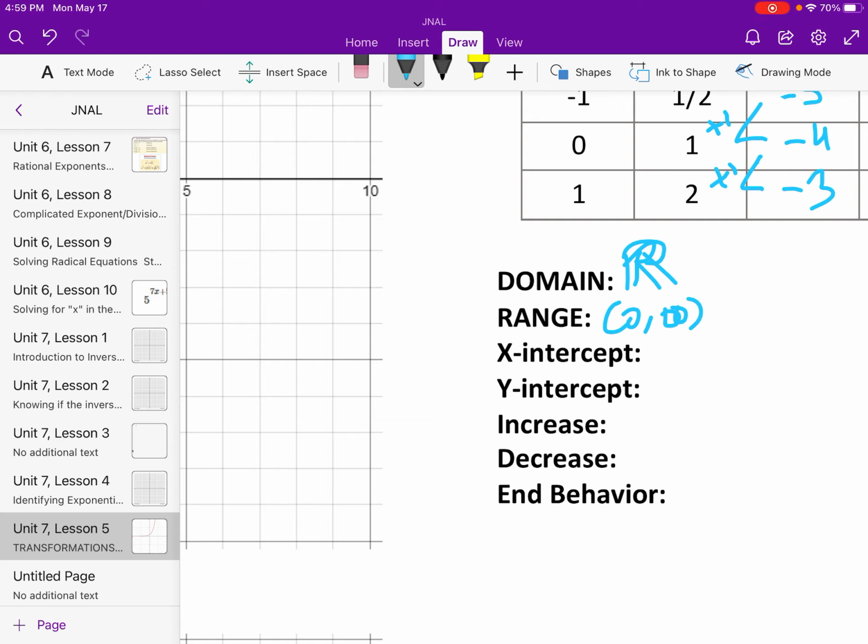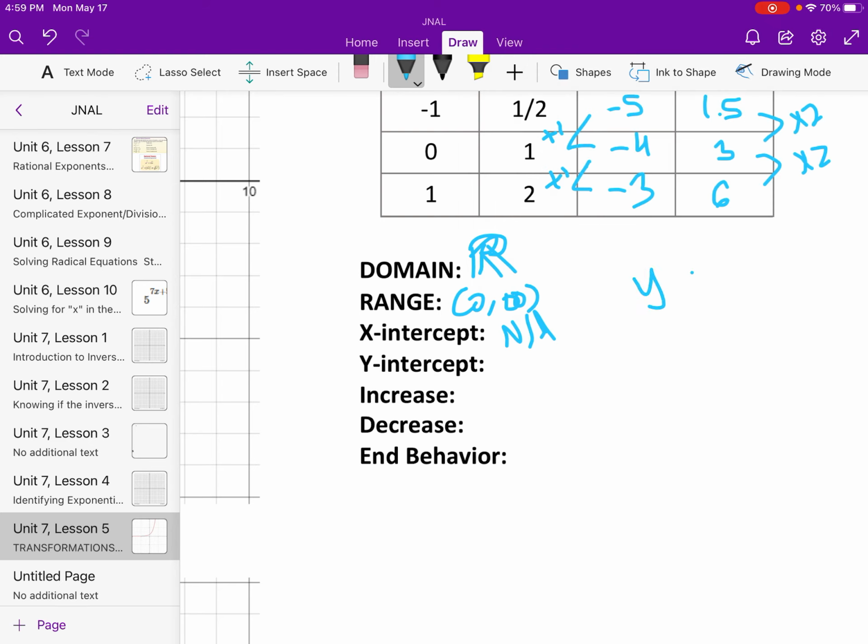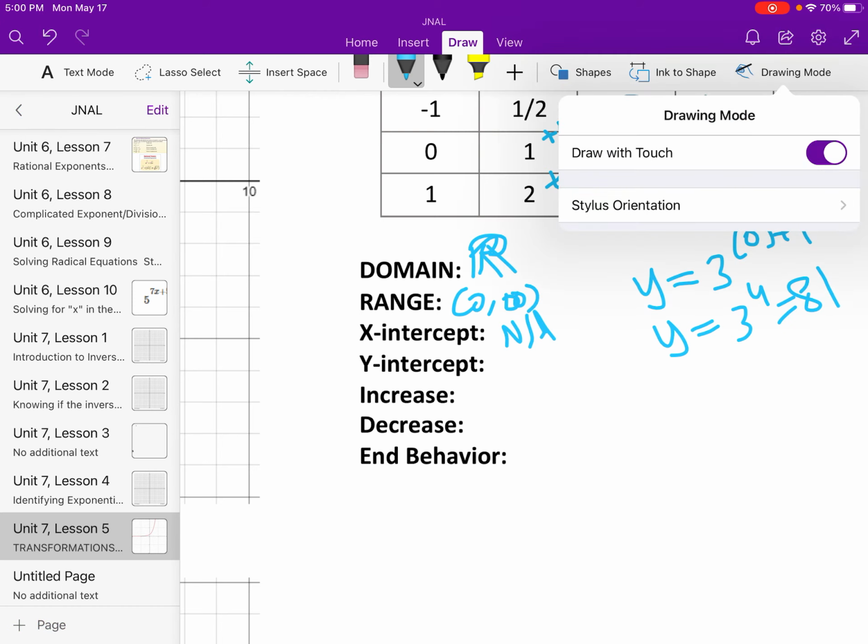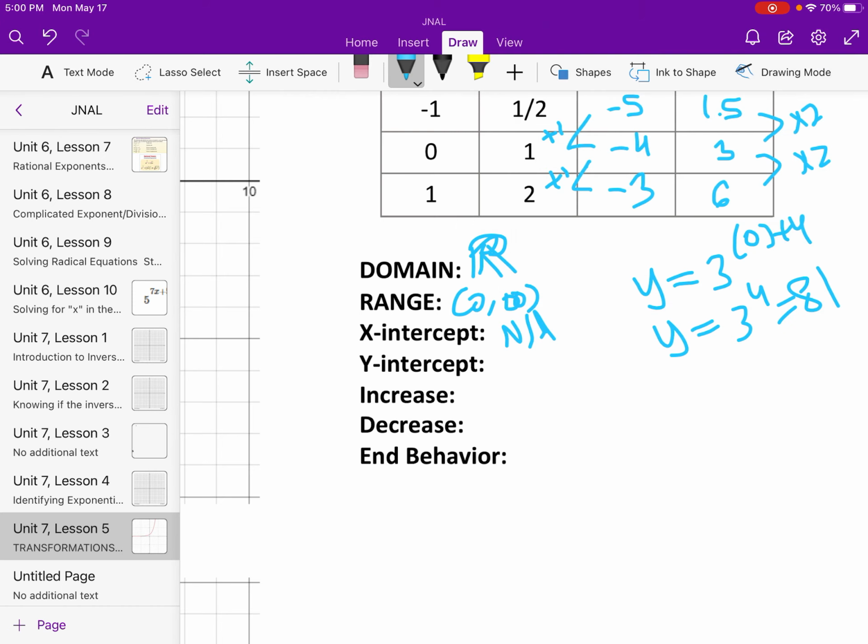Okay, x-intercept, none, because there's an asymptote still where the x-intercept would have to be. And we need to solve to figure out the y-intercept again. So we need to substitute in 0, so that would make it 3 to the 4th power, which equals 81. Good thing that's not on this graph. So because that was 81, that's our y-intercept.